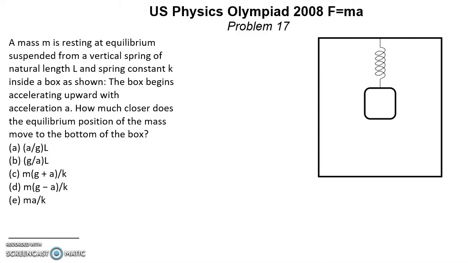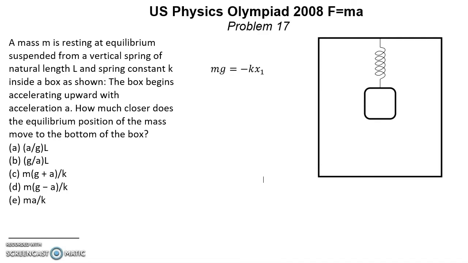So first of all, we can write the equation to find the displacement of the mass from the initial equilibrium to the equilibrium with the mass attached to the spring. Mg equals negative kx1.